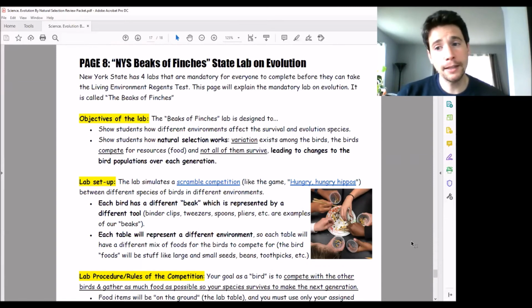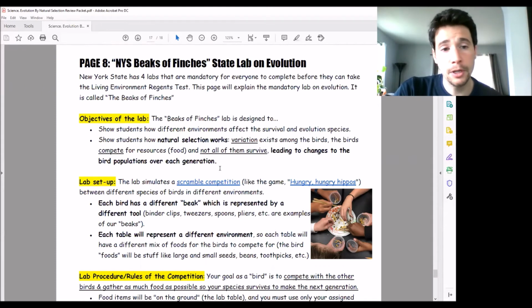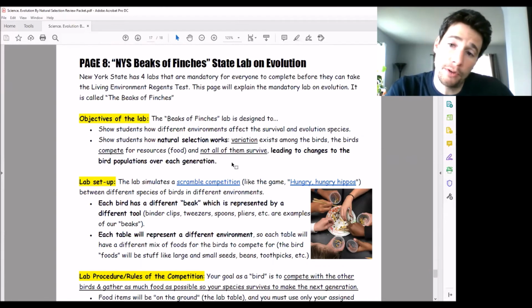So it's a lot like Hungry Hungry Hippos. This is also a state lab, and that means you have to have this under your belt. You have to have evidence that you've done this lab. Otherwise, you can't take the state test. So it's really important to go through this lab, and it's mandatory in order to take the New York State Regents.